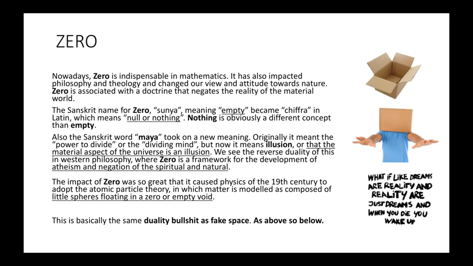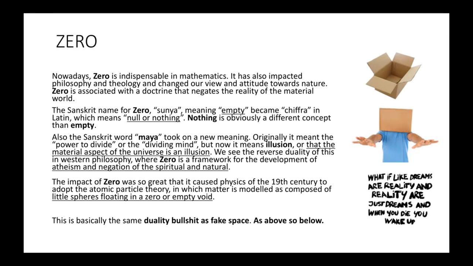Nowadays, it's pretty indispensable in mathematics, so it's used for a lot of things. But it's also impacted philosophies, theologies, and changed our views and attitudes towards nature, because 0 is associated, if you like, with a doctrine that negates the reality of the material world. The actual original Sanskrit name for 0, sunya, meaning empty, was translated into cifra in Latin, which means null or nothing. Now, nothing is obviously something totally different from the word empty. So we see two meanings being confused through a translation of words.